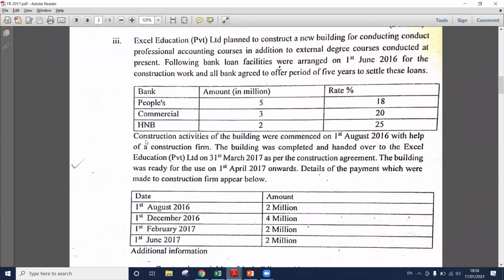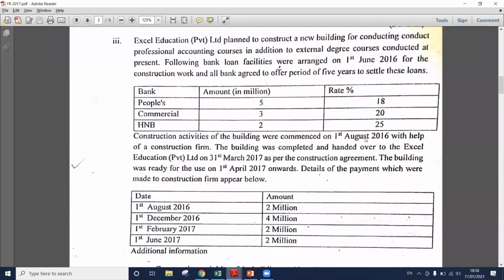Further, what it says, construction activities of the building were commenced on 1st of August 2016. When did the construction activities start? That is the commencement date. This is when the borrowing cost started to be incurred, when the construction activities began.